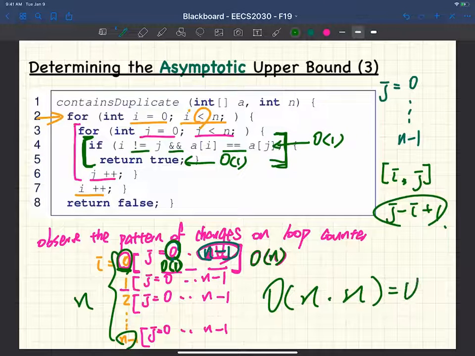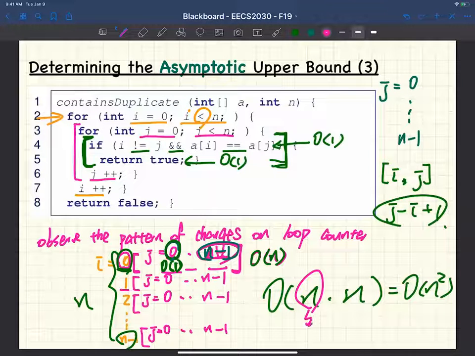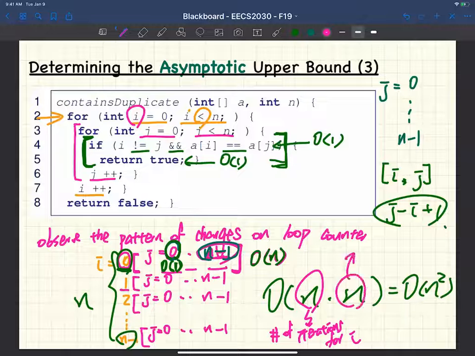n squared. Let me make a little bit of notes, and then I can take your questions if you got any. Okay? The n over here is about the number of iterations for i, the outer loop. And over here, this will be the number of iterations for j.